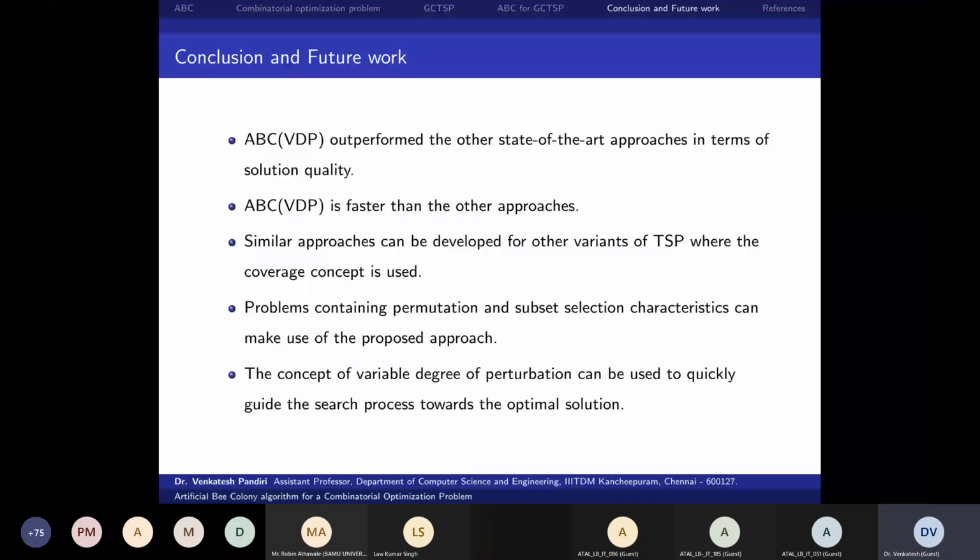And for this particular problem, the same algorithm that we have designed can be utilized for problems which have permutation and subset selection characteristics. And you can use this variable degree of perturbation concept wherever you want to search the process in a quick manner towards the optimal solution.